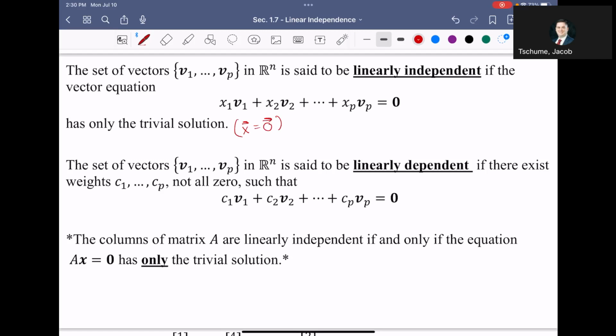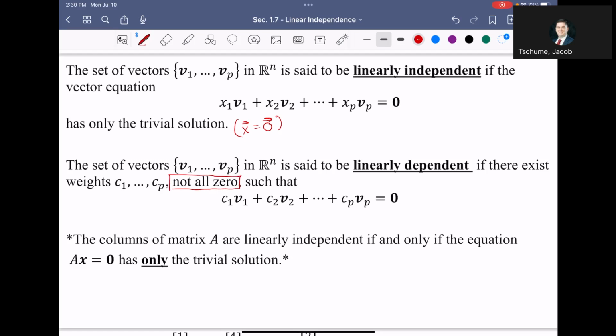The same set of vectors are said to be linearly dependent if there exist weights c1 through cp that are not all zero, such that the homogeneous equation is true. So if you can find a set of constants that are not all zero, and they equal the zero vector by multiplying by the respective vectors, those are said to be linearly dependent.